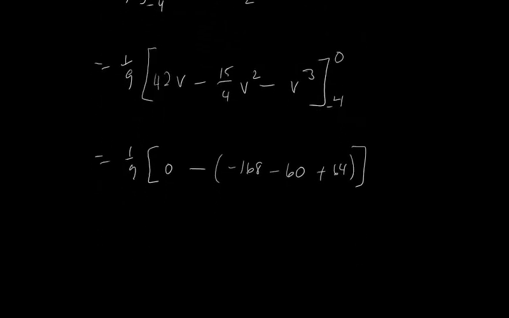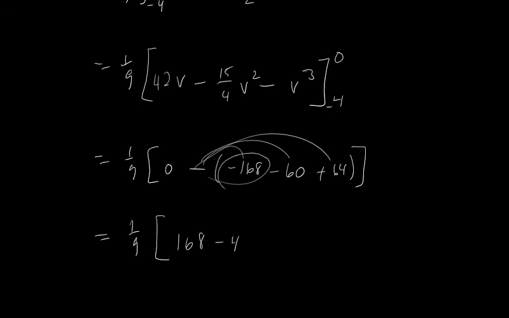All right. So this is 1/9 times 168 plus, minus 4. I'm distributing my negatives. So this became positive 168. This became positive 60 minus 64, which is negative 4. So we get 164 over 9. And that is our final answer.